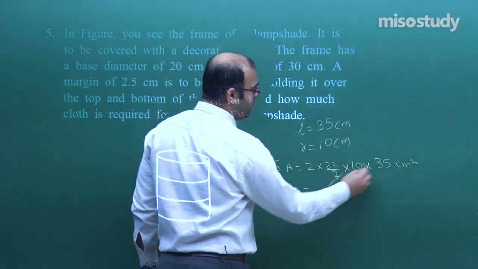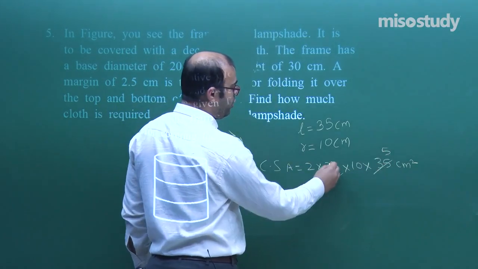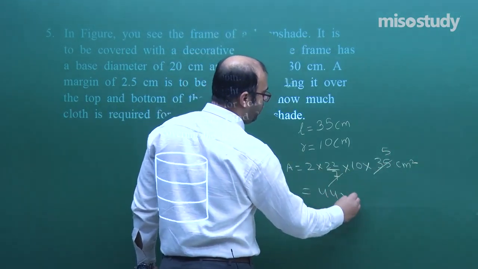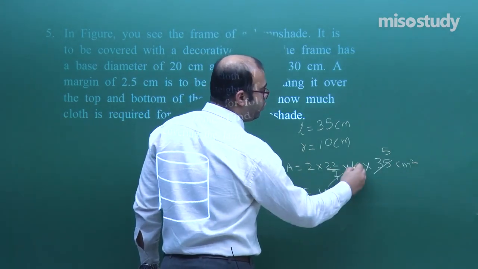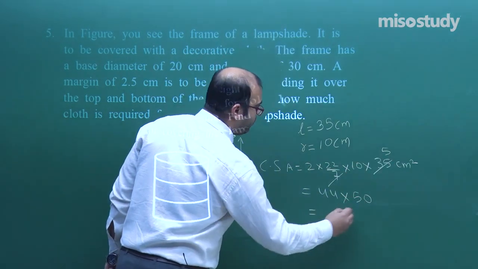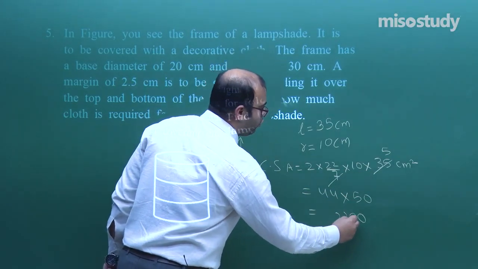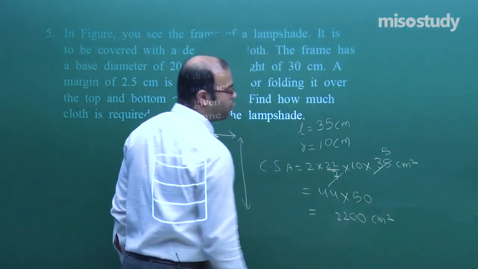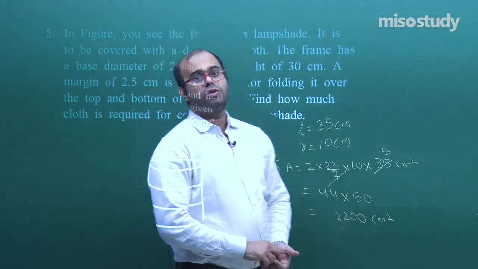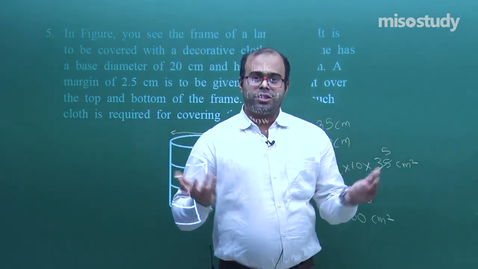So this will become 7 5 35, 22 into 2 is 44, 35 into 5 into 10 is 50. This can further be simplified, 2200 centimeter square. That much of cloth we need to wrap this lampshade.